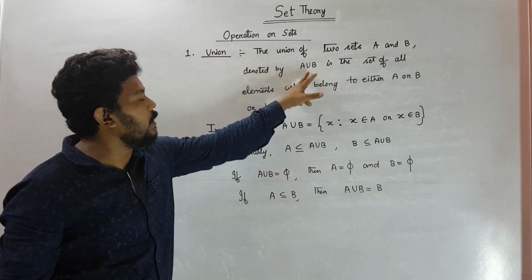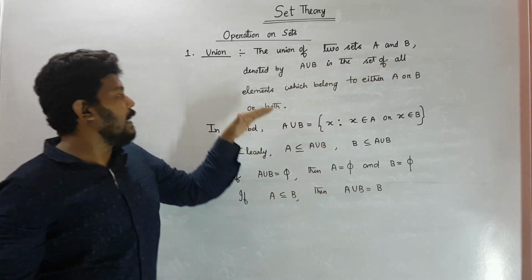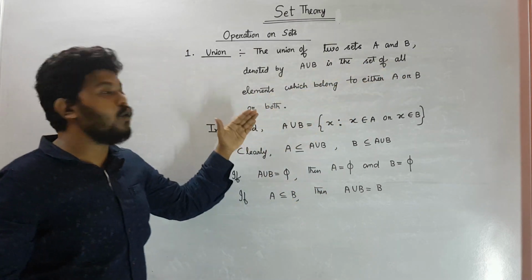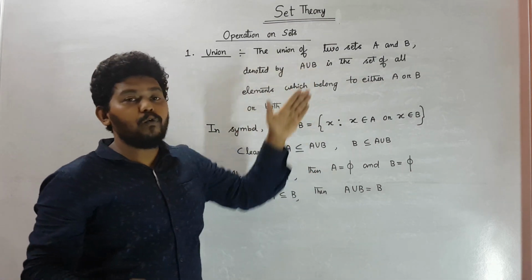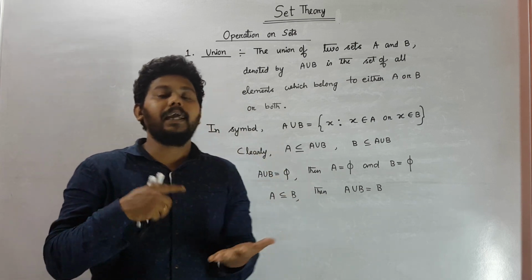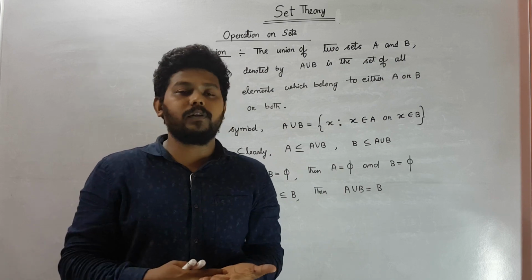This is called union. A union B is the set of all elements which belong to either A or B or both. That is, the set A union B will be composed of those elements which are present in set A or in set B or both.